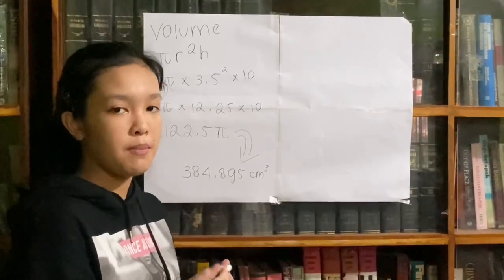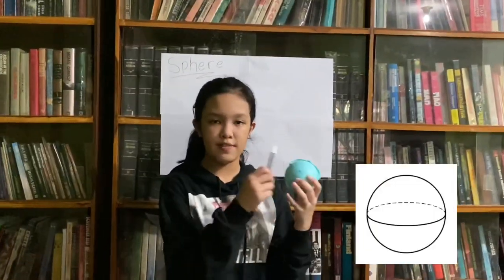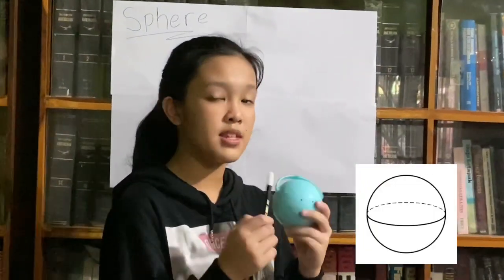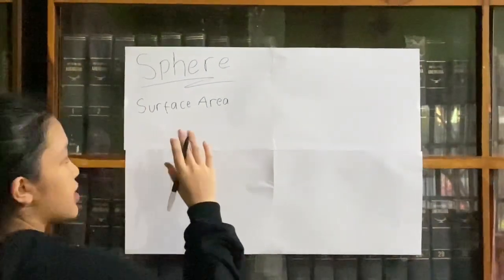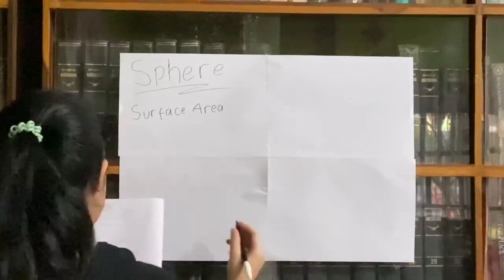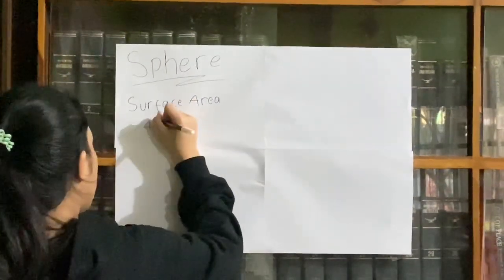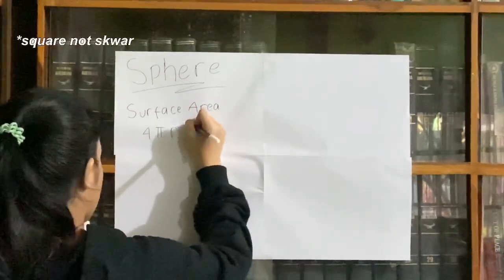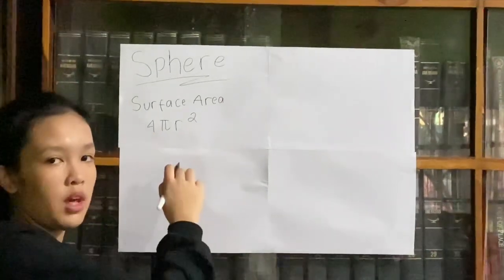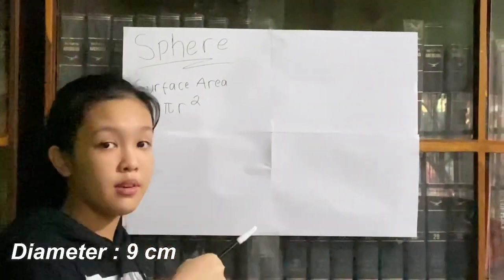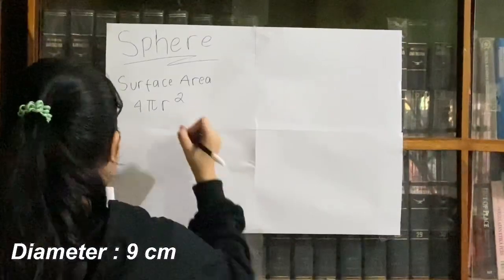Next, we're going to talk about the sphere. Okay, so right here I have a sphere, and this sphere has a diameter of 9 cm. The formula of the surface area of a sphere is 4πr squared. So this is the formula, and then we just need to put the numbers into the formula.